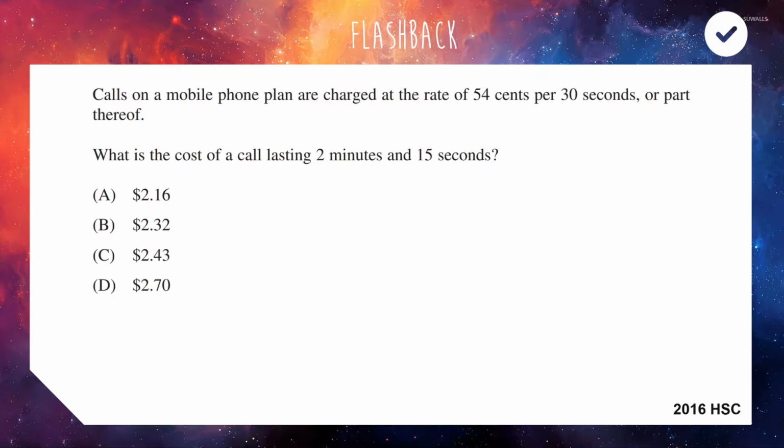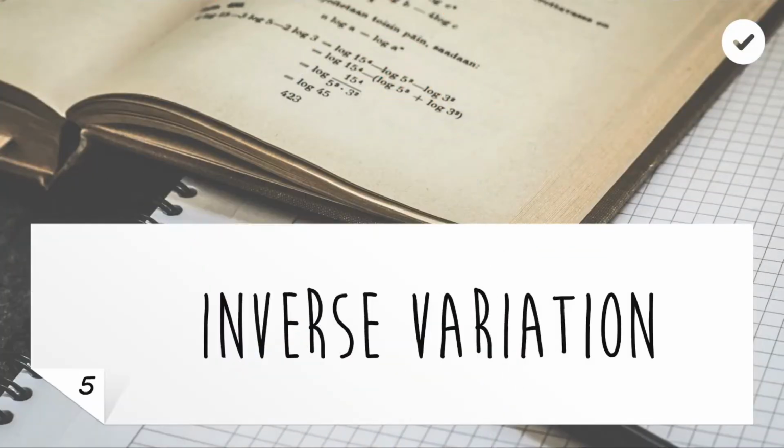So for 2 minutes and 15 seconds, that's going to be the same thing as 2 minutes and 30 seconds. It's going to be 5 blocks of 30 seconds, which means we are going to pay 54 cents 5 times. So we do 5 multiplied by $0.54, and we get $2.70. So if you said D, you were spot on. Well done.